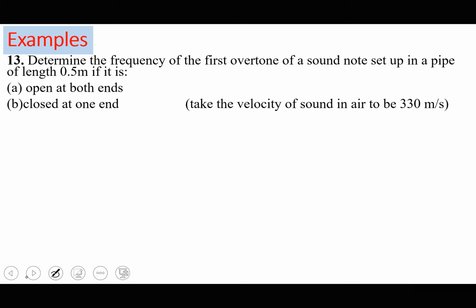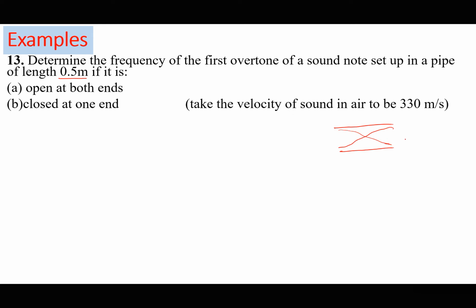So 13: determine the frequency of the first overtone of a sound note set up in a pipe of length 0.5 meters if it is open at both ends, and if it is closed at one end. Of course, if it is open at both ends, we consider it as being an open pipe, and if it is closed at one end, we consider it as being a closed pipe. So do not forget, for an open pipe we have something like this.